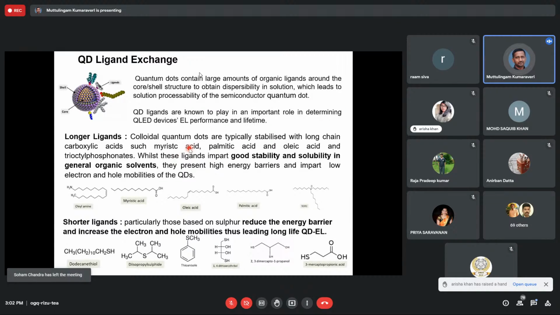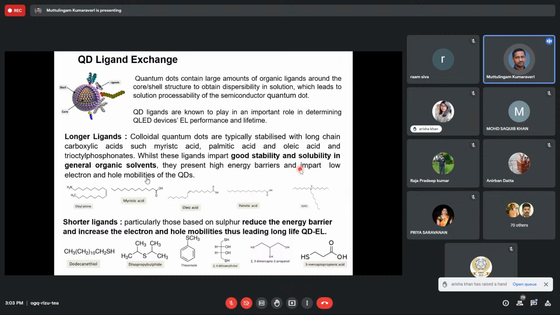Performance of the QLED devices. So we need to change the ligands. If we use some longer ligands, then we get good stability and solubility in general organic solvents. If you use longer ligands, it might improve the stability of the device and the solubility in the solvent, or rather the dispersibility. Actually, it's not going to be soluble, it is going to be dispersible in that solvent.